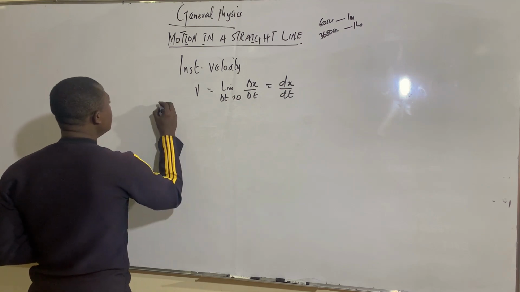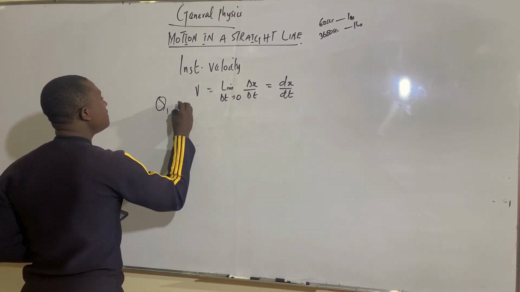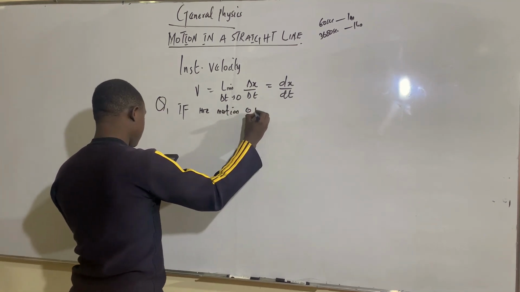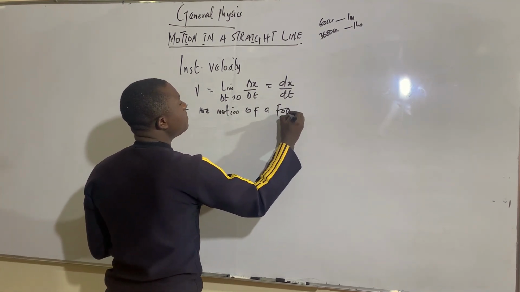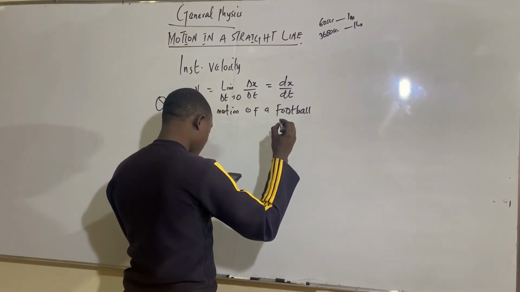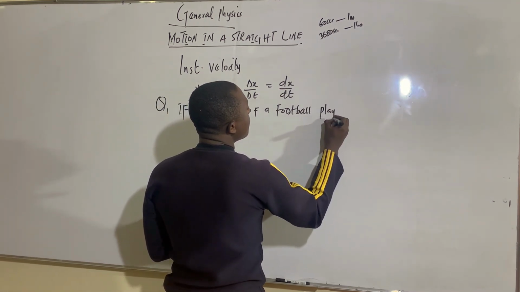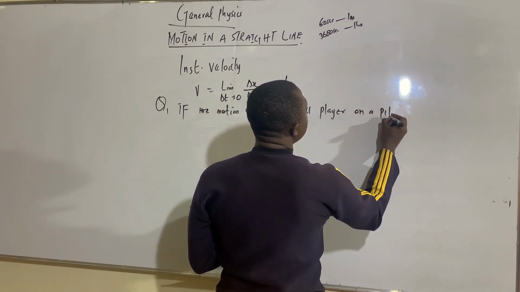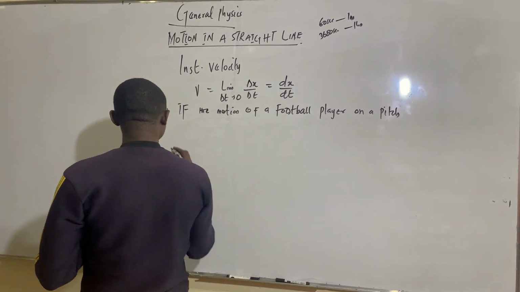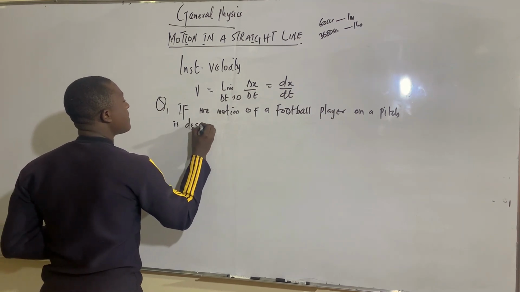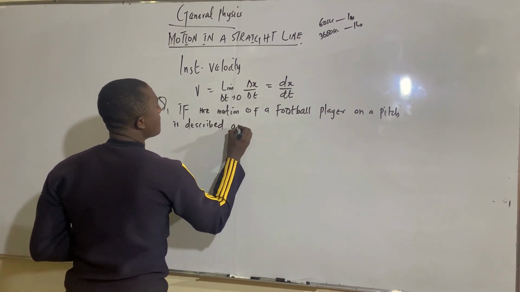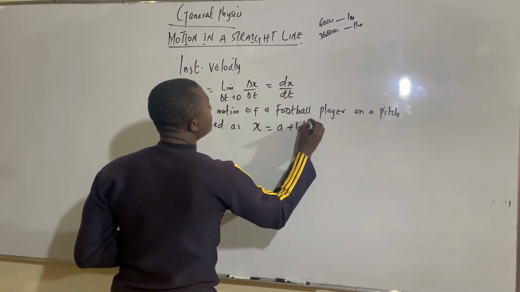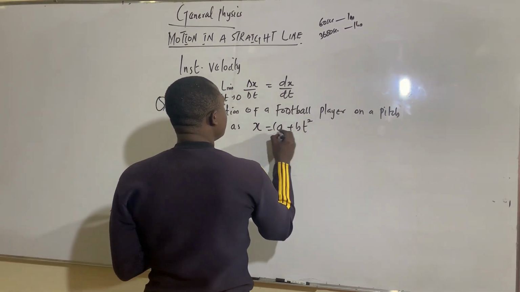Let me just bring one question. Maybe they said if the motion of a football player on a pitch is described as x equals a plus bt squared, in meters.